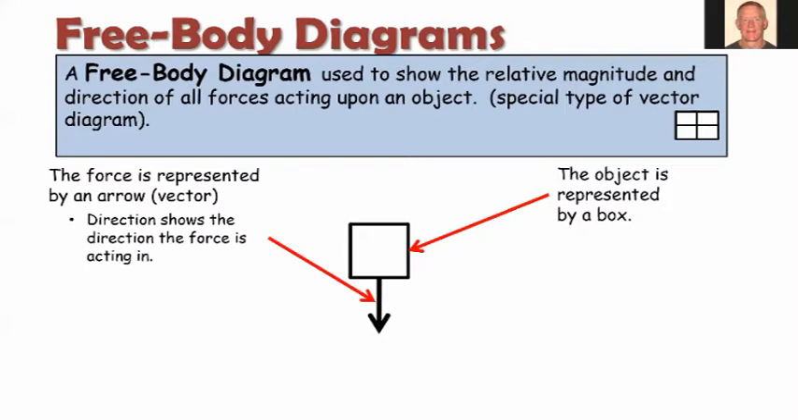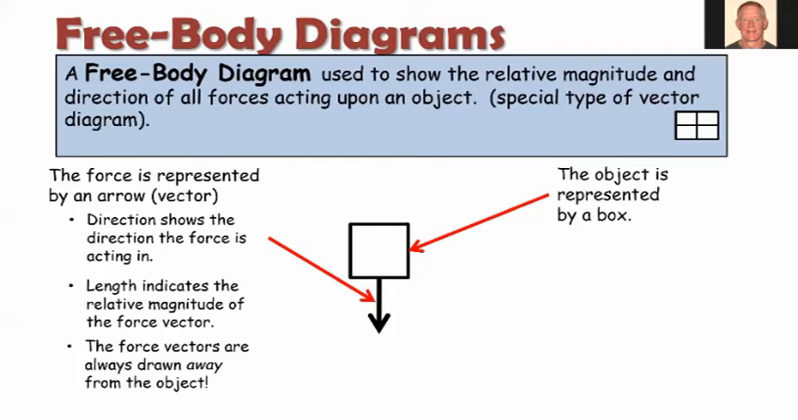The forces are shown as vectors or arrows, and the direction shows what direction the force is acting on the box. So in this example, the force is pulling the box downward, or pushing the box downward, but typically we'd think of pulling down. The length indicates the relative magnitude of the force vector. So when you draw these, if you know the forces are equal, then draw them about the same length. If you know one is greater than the other, show it as a longer arrow than the smaller force. The other key thing to remember is that the force vectors are always drawn away from the object.